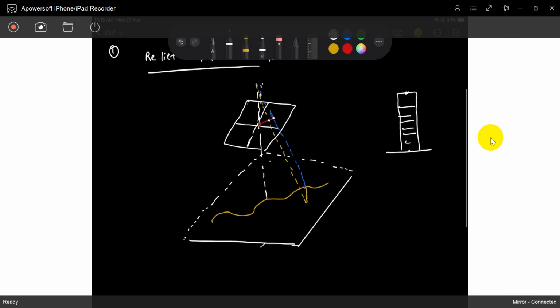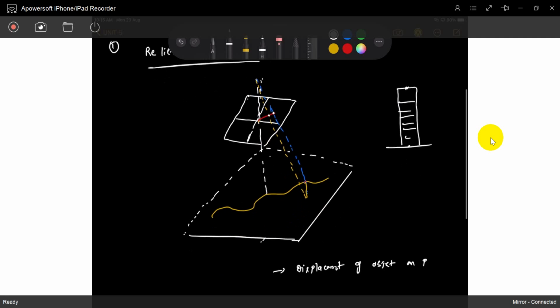So okay, now we can observe it. Displacement of an object on the photograph due to its elevation is called relief displacement. So if height is increasing, the relief displacement is increasing. So how much is it displaced? That is the relief displacement. See, how much is the relief displacement?